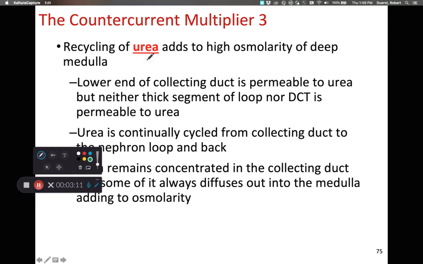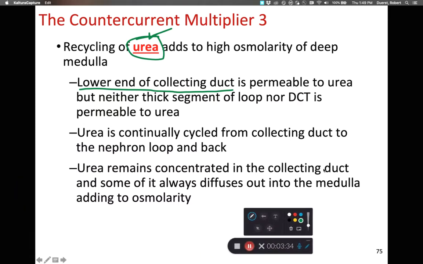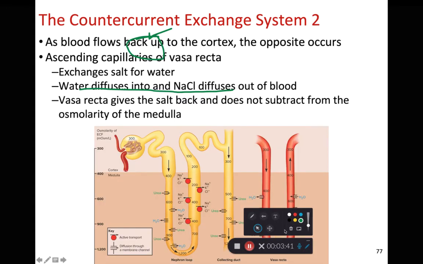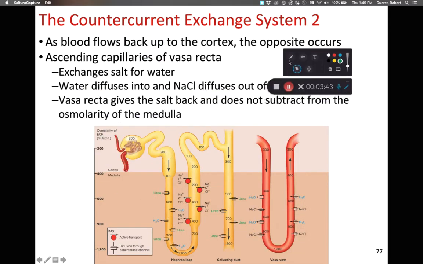As we're looking at urea, we need to recycle this chemical compound as well to help regulate osmolarity deep in the renal medulla. As we look at the lower end of the collecting duct, it is highly permeable to urea, but the thick segment of the nephron loop and the distal convoluted tubule are not permeable to urea. What does this mean? This means that we can have urea cycling back and forth constantly. And I'm going to go forward a slide here just to help illustrate this point.